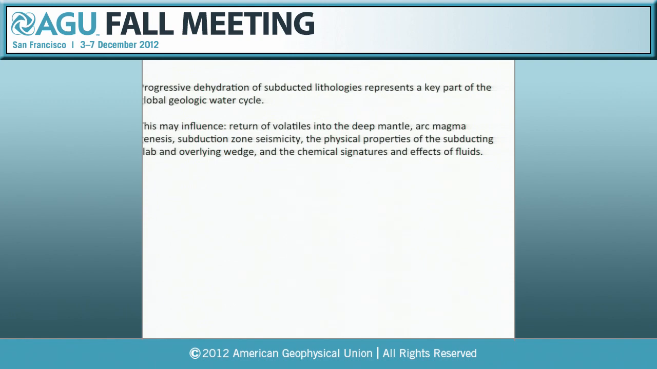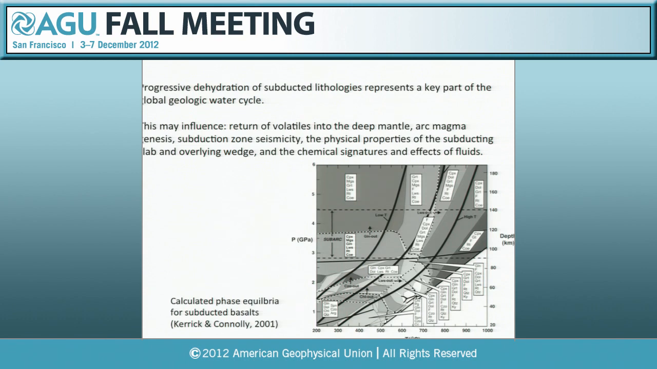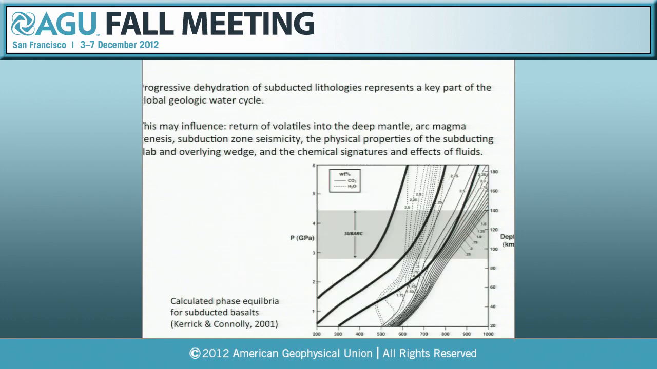And the interest in this has led to a lot of work, and it's led to rather classic papers like this from Kerrick and Connolly, who tried to decipher when, in pressure temperature space, fluids would be produced during subduction. Here we see a map of stable mineral assemblages for a hydrated MORB composition. And from that, they inferred the amount of residual water that would be left in this rock as it traversed through pressure temperature space.